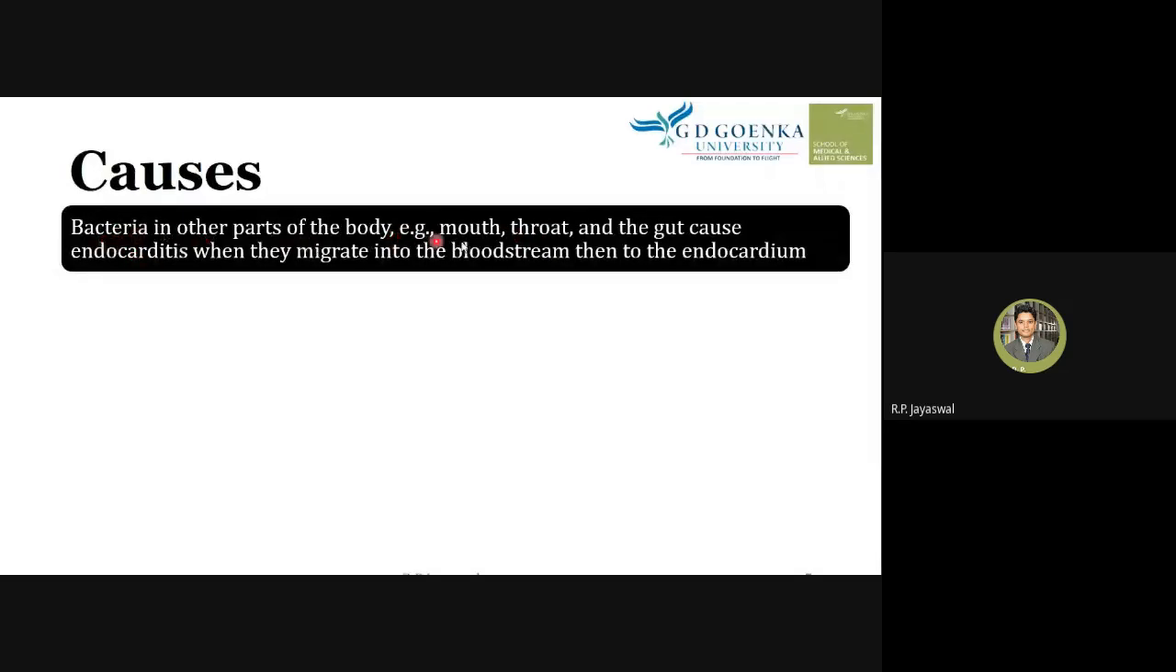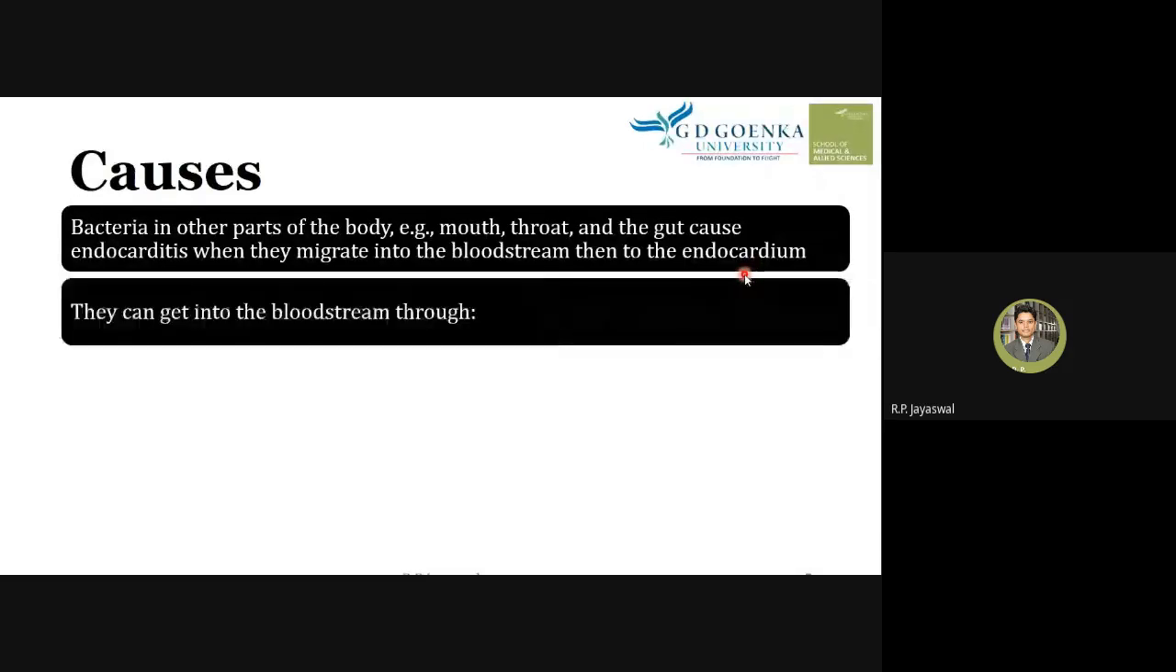How these bacteria of the mouth, throat, and gut can cause endocarditis. The reason is that when they migrate into the bloodstream, they go to the endocardium, and there they cause infection. So that is the reason behind endocarditis. Okay, that is the major reason. There are some other reasons also, where bacteria first get into the bloodstream.